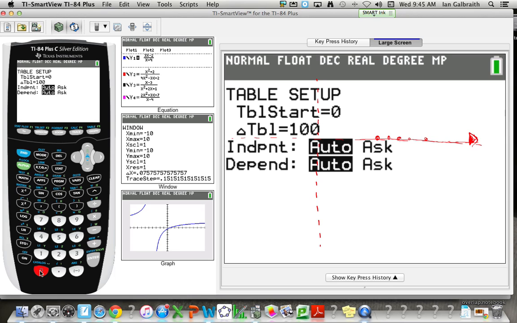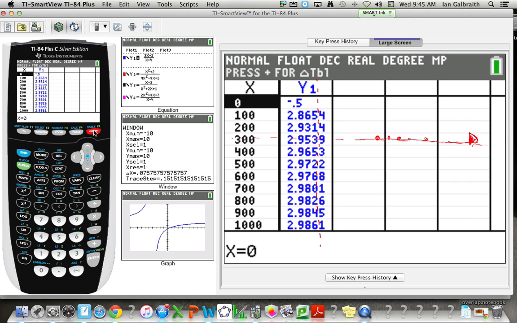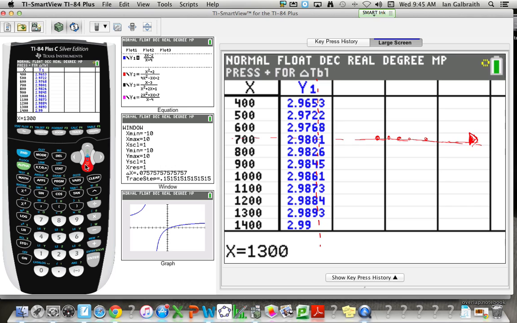So again, this menu appeared right above window. It said table set, and it said, where should we start the table? Please start the table at 0. Please make the table change, instead of by 1 unit, by 100. If I return to the table now, again, that's right above graph, I will see that my x values are going up by 100 every time. Now as I scroll down, I am going way out that positive x-axis. Now I'm at x equals 1500, 1600, etc. And if you look at the corresponding y values, our function is getting closer and closer and closer to 3. So that is, in fact, going to be our horizontal asymptote.